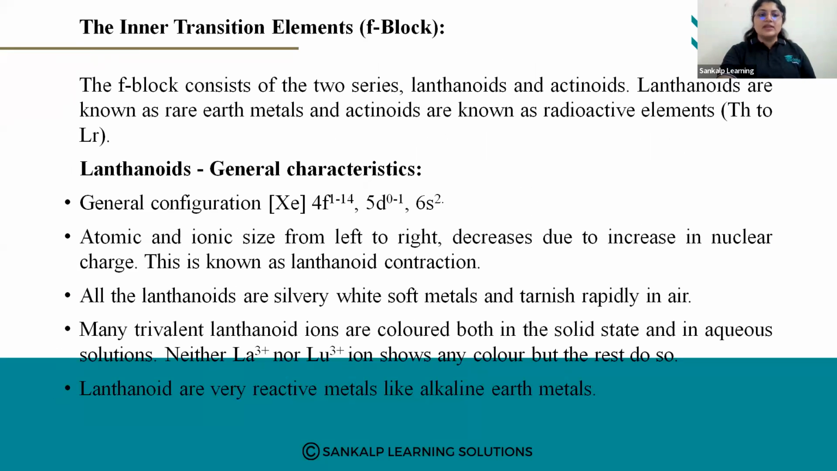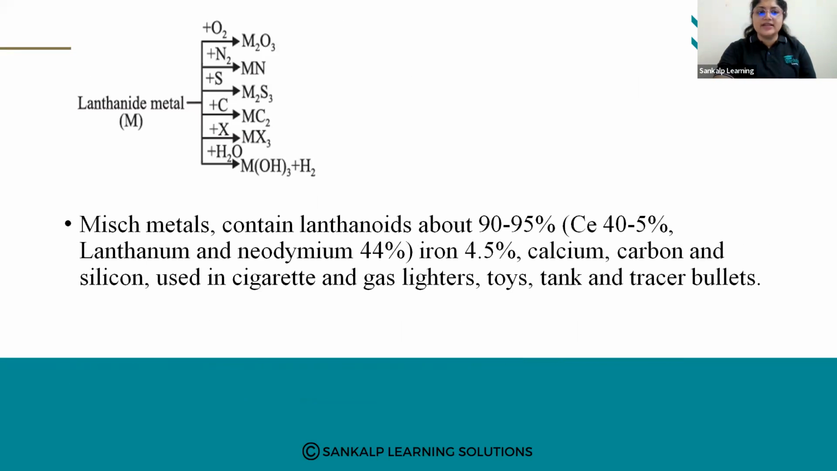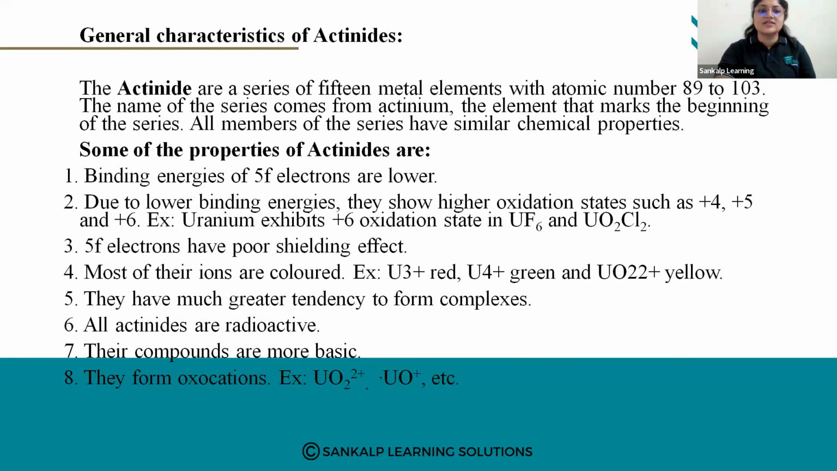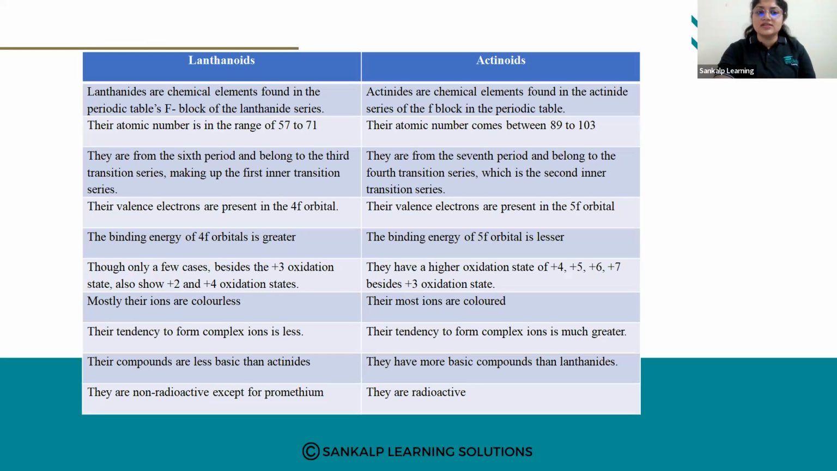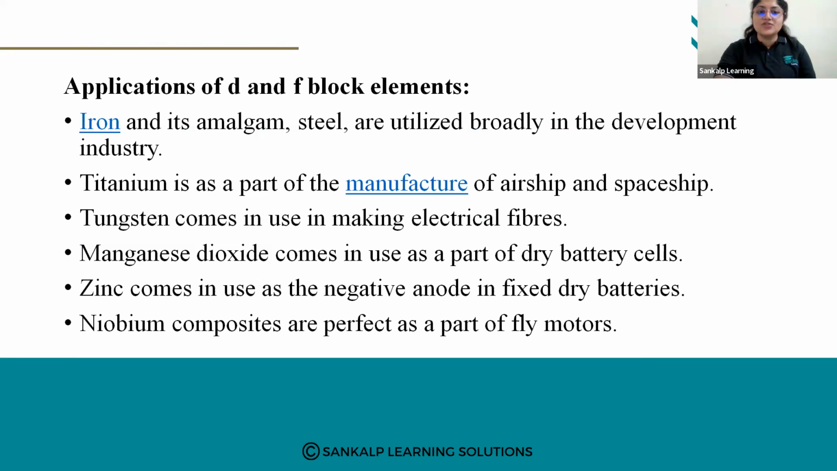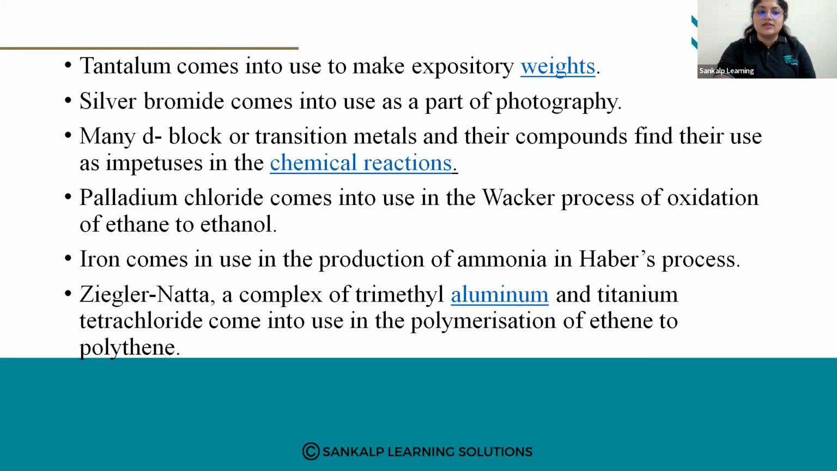What are the uses? Then in the last class, we discussed the inner transition elements, that is F block elements. It consists of two series: the Lanthanoid series, which we discussed in the last class, and the Actinoid series, which we discussed today. So these are the general characteristics. What is the chemical reaction? What are mixed metals? Then in today's class, we discussed the general characteristics of actinoids, their properties, and the differences between lanthanoids and actinoids. Then we saw the applications of D and F block elements, and the uses of F block elements.